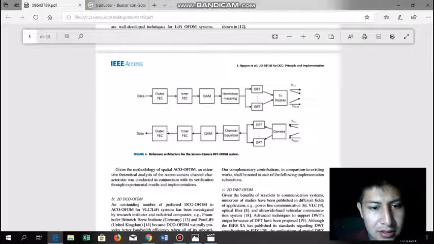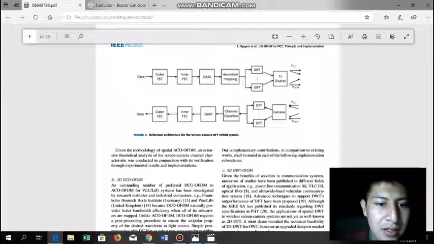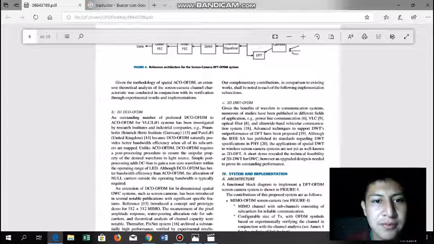This is a reference architecture for the screen camera DFT OFDM system. It gives the methodology of spatial ACO-OFDM, and an extensive theoretical analysis of the screen camera channel characteristics was conducted in conjunction with its verification through experimental results and implementations.